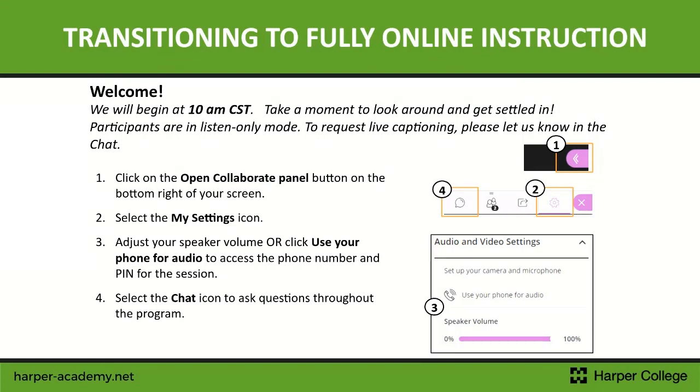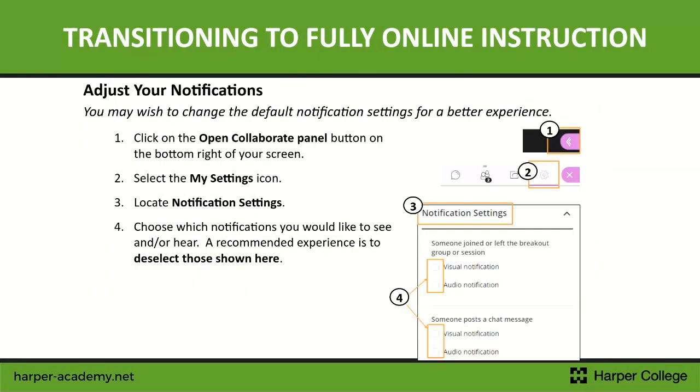Before we get started, you might want to go to the settings cog to test your speaker volume. That is the icon in the bottom right-hand corner that looks like a cog. You can click on that. Test your speaker volume. It also has an option that you can dial in by phone if you're having a problem with your internet audio. You can also silence the chat feature if you don't want an alert each time someone posts in the chat. That's the area right there where you can go to your settings, and for future reference, you can locate the notification settings and deselect the ones that you don't want.